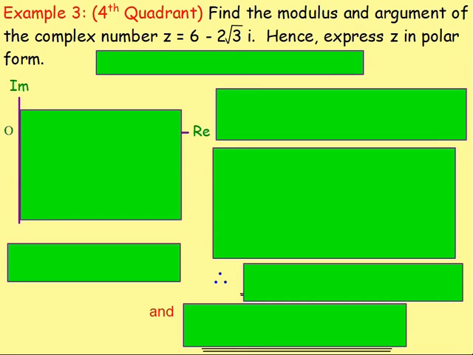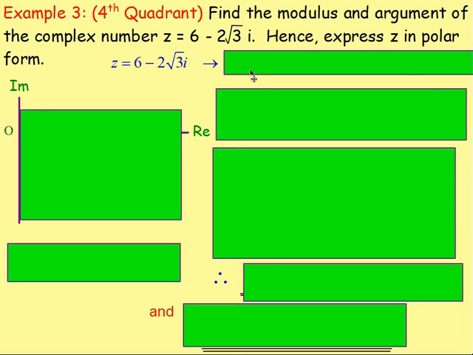Example 3. We're now moving on to look at, rather than the third quadrant, the fourth quadrant first of all. So find the modulus and argument of the complex number z, which is 6 take away 2 root 3i, and hence express z in polar form. So we've got this complex number, and again what you need to do is plot the points. What points would you plot this time? What do you think, Drew?